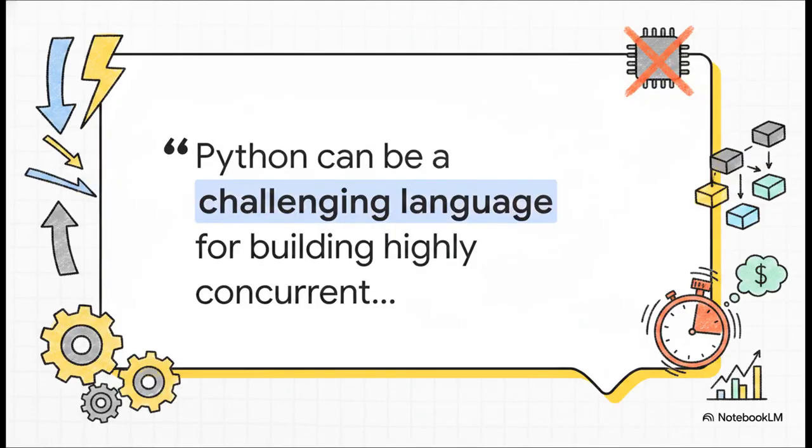Now, to be perfectly objective here, Python isn't flawless. It's an interpreted language, so naturally it runs slower than compiled C++. And as this quote highlights, Python can be pretty challenging for highly concurrent, multi-threaded applications. Why? Because of the Global Interpreter Lock, or the GIL. The GIL essentially prevents the interpreter from executing more than one Python instruction at a single time. So if you're building some ultra-low latency, high-frequency trading system where literally every microsecond counts, Python might not be your best bet.